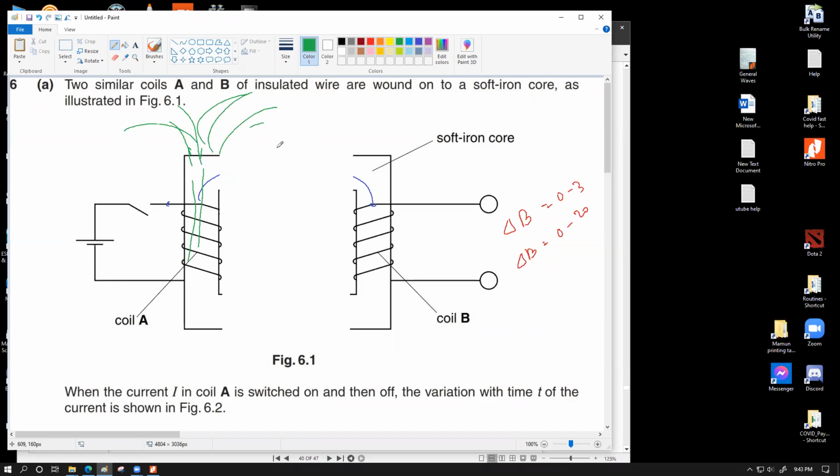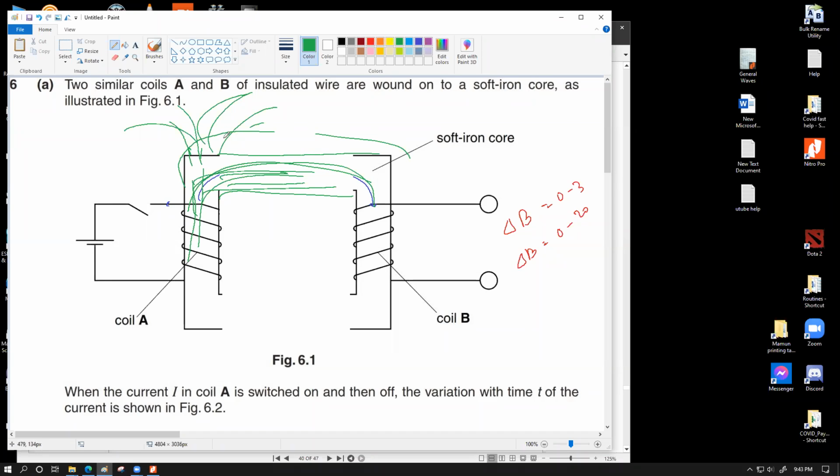The whole idea of using the iron core is so that most of the field lines would cut across this point. Whenever you have a continuous iron core, the field lines practically travel through the iron core. Few of them leak out, but that is a very small proportion.